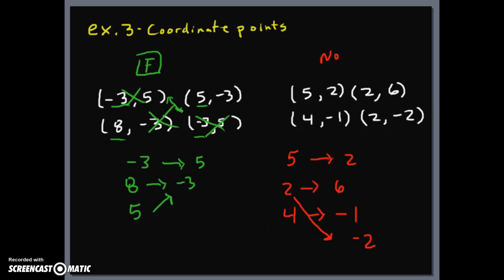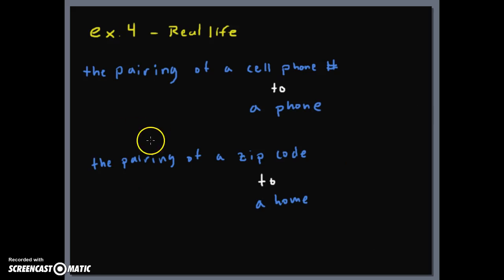And our last example today, and this is more of a conceptual or real-life example, so I want you to think about our definition of a function: an input paired to exactly one output. So we have the pairing of a cell phone number to a phone. If this meets the definition of a function, then each cell phone number should be paired to one phone. You can't have a cell phone number that's paired to multiple phones.